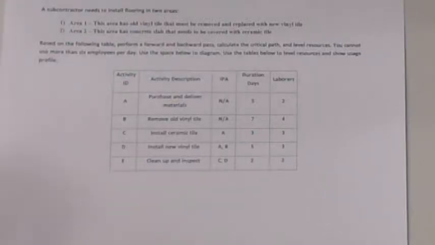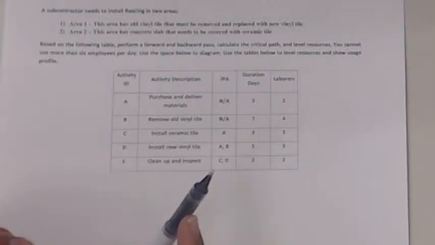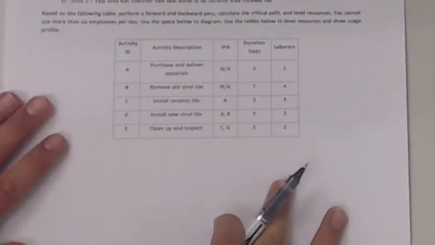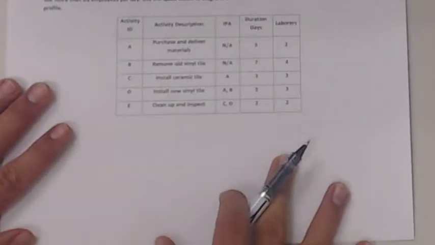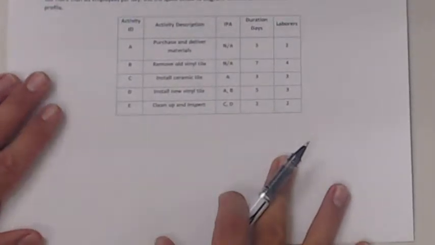You cannot use more than 6 employees per day. So your constraint is that you can't use more than 6 employees per day. Use the space below to diagram. I'll have additional tables for you to use to level the resources. So first thing we got to do right here is diagram the critical path on this one.